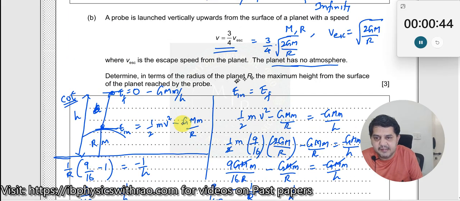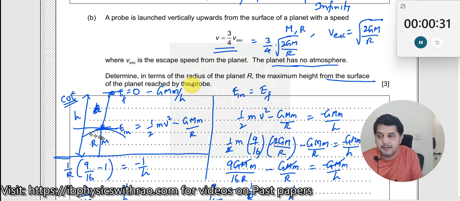Determine in terms of radius of the planet the maximum height from the surface of the planet. Now what is that height we have taken? We have taken this full height, right? But what do I need? I only need this height over here. So what should I do? I should subtract this value of r, right? Remember this height is from the center of the planet, and the question is asking me only from the surface of the earth what is the height. So I need to find this height over here.